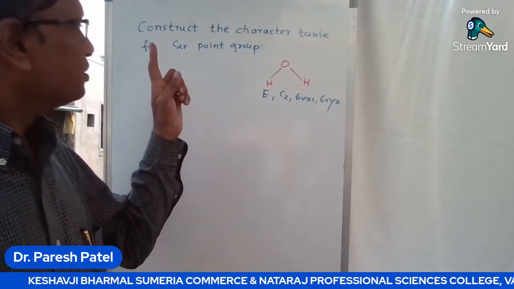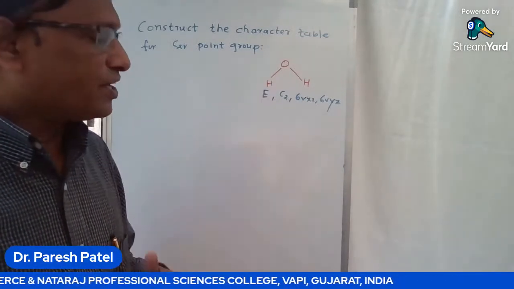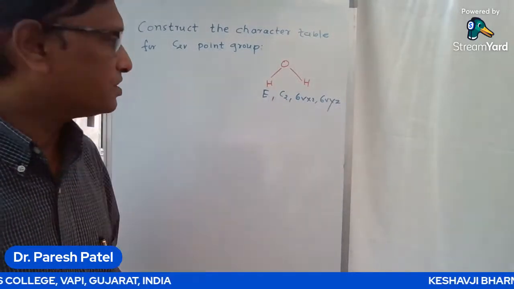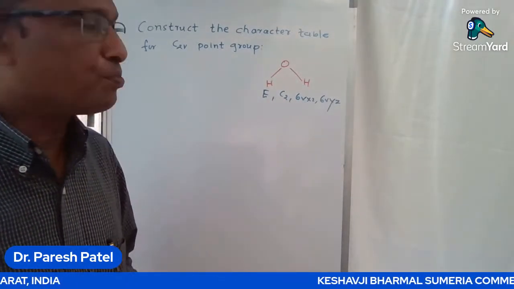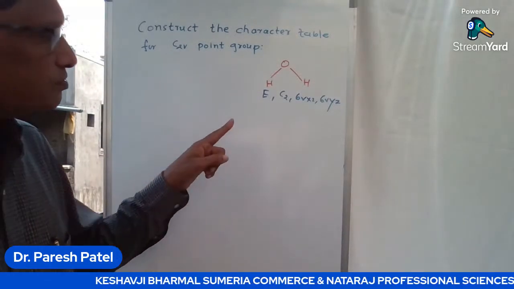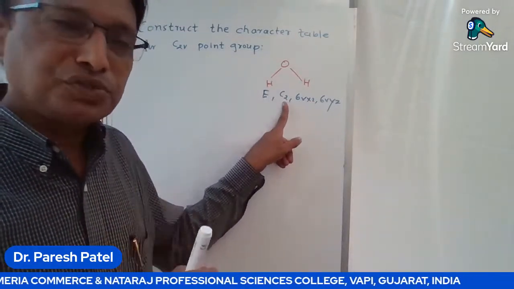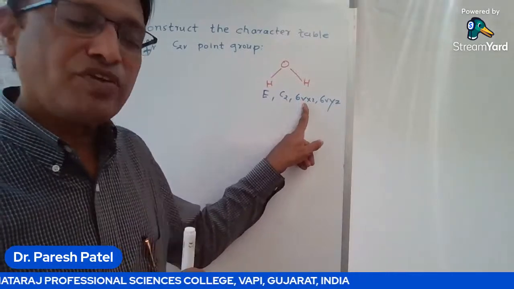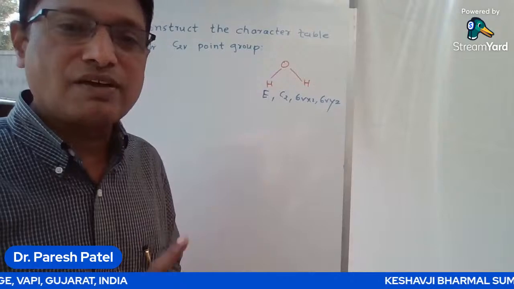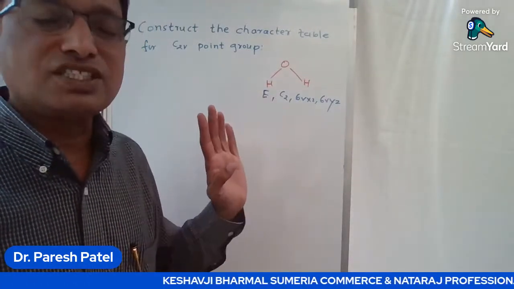So, dear students, to construct the character table for the C2V point group, let us consider the water molecule. It consists of E, C2, sigma V XZ, and sigma V YZ symmetry elements. First, E is conjugated to itself to form an individual class. C2 is conjugated to itself to form an individual class. Sigma V XZ is conjugate to itself to form an individual class, and sigma V YZ is conjugate to itself. Therefore, the number of classes is equal to 4.